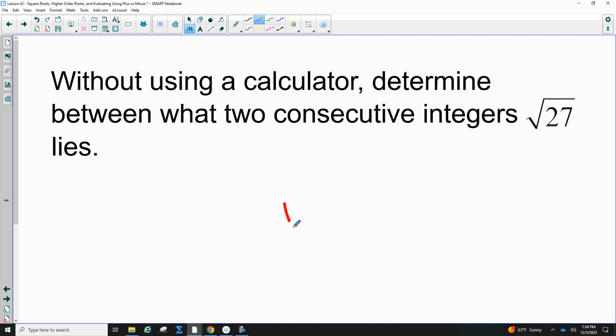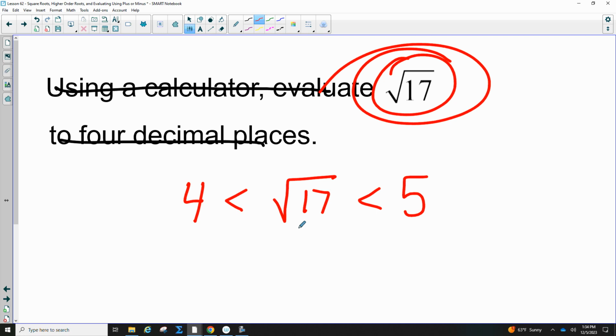So again, I should have said this, you guys, but we always use less than signs like this to say that this is in between these two numbers, okay? Bigger than 4, less than 5. So we'll always be less than signs.